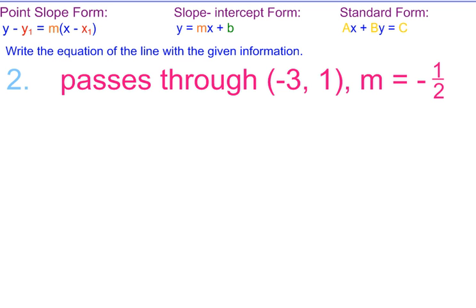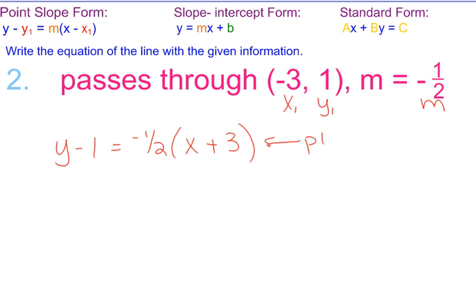So number 2, which is the last one we're doing together. Again, we were given an ordered pair, so this is an example of x1 and y1, and we were given the slope here. When I plug that into point slope form, I would write y minus 1 equals m, which is negative 1/2, times x minus a negative 3. So hopefully you would write that as x plus 3. I then have point slope form, so there's your answer. Hopefully we got that one.